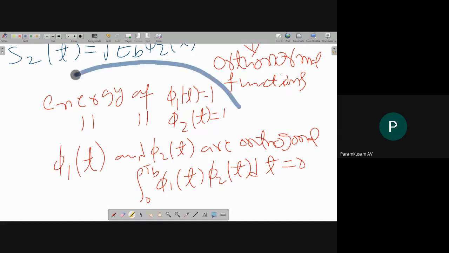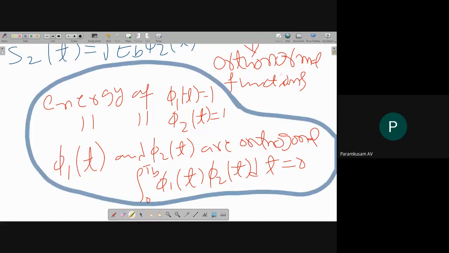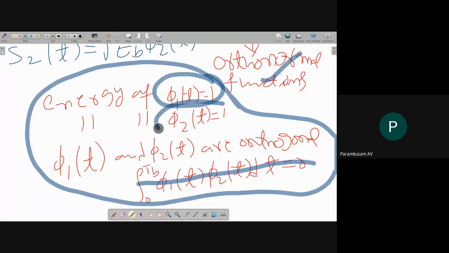Because of these conditions, we can say that phi 1 of t and phi 2 of t are called orthonormal. Orthogonal, why? Because the integral 0 to Tb phi 1 of t into phi 2 of t dt is equal to 0. Because of that, these two are called orthogonal functions. And the energy of phi 1 of t is equal to 1, and the energy of phi 2 of t is equal to 1. How do you calculate the energy? Integration 0 to Tb phi 1 square of t dt. Similarly, the energy of phi 2 of t is integration 0 to Tb phi 2 square of t dt. All these we have discussed.